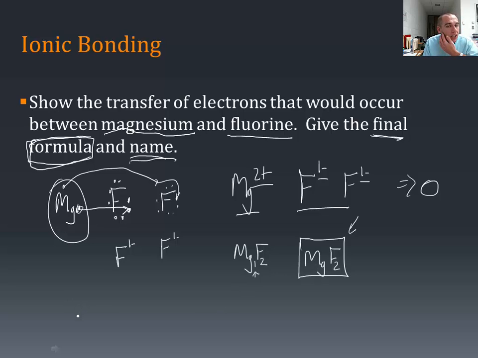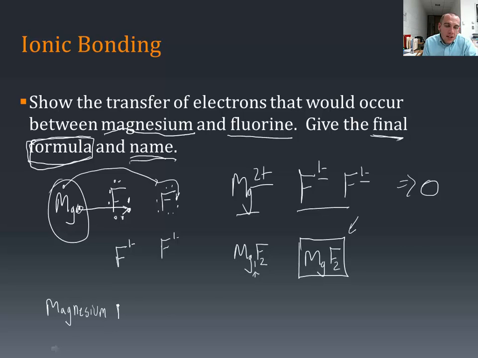Well, naming ionic compounds is pretty easy. You write the metal first and nothing happens to it. Magnesium. You write the nonmetal second. So you always write these in the order they appear from left to right on the periodic table. Magnesium's the metal, it's on the left, it comes first. Fluorine's the nonmetal, it's on the right of the table, it comes second.